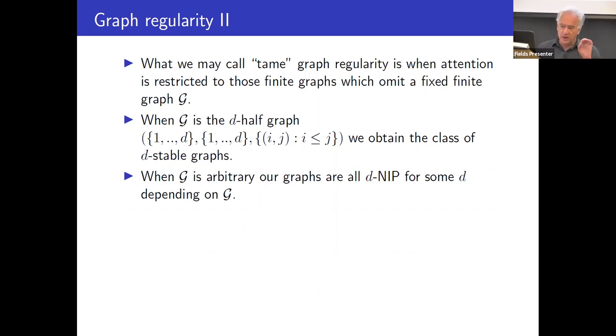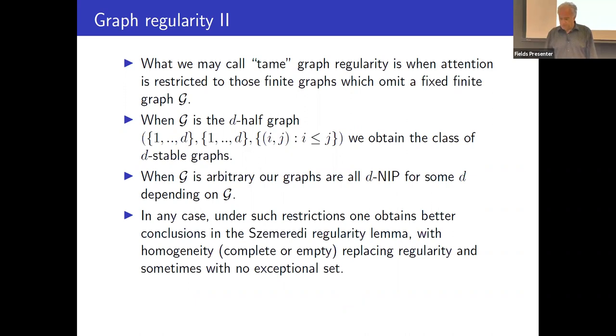omitting that graph implies the graph is D-NIP for some D depending on G. So it's interesting that if you start thinking about the class of finite graphs omitting a fixed graph, you're in the context of D-NIP graphs for some D. So NIP includes the notion of omitting some graph, which is a natural thing for combinatorial people. In any case, under such restrictions, one obtains better conclusions in the Szemerédi regularity lemma, with homogeneity replacing regularity. And homogeneity of a graph means complete or empty.